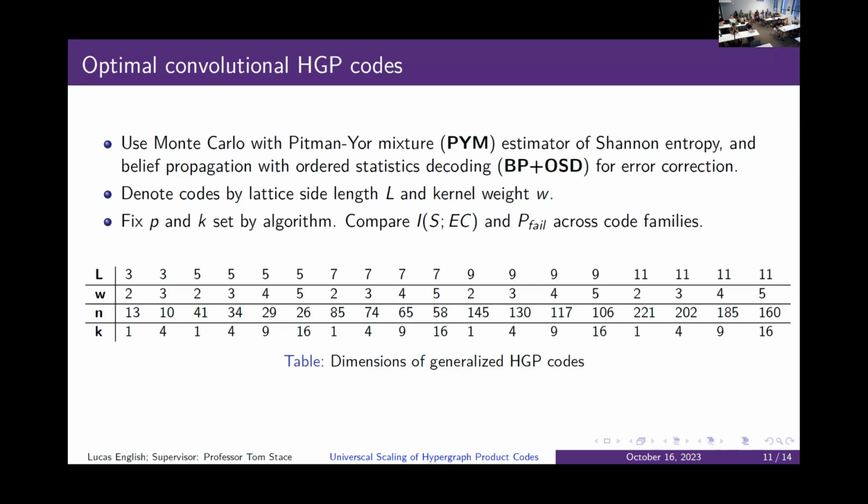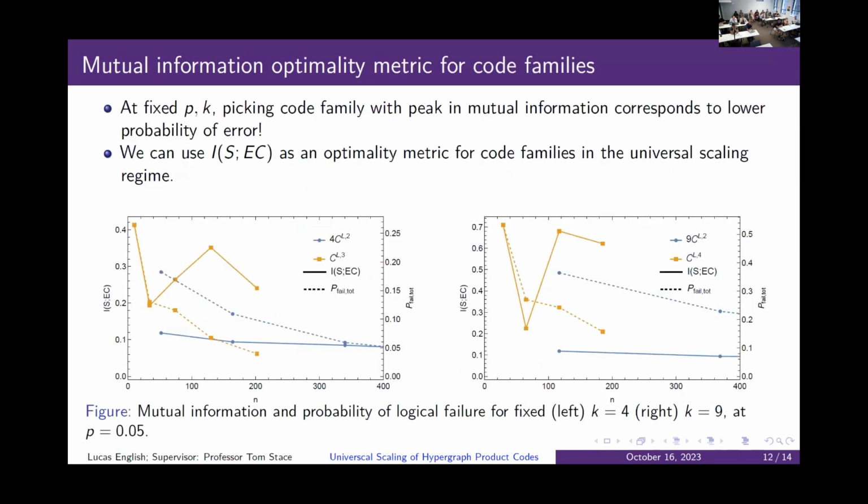So we denote our codes by our lattice side length L, so that's how big that lattice is, and kernel weight W, so that's how many bits our stabilizers actually act on. And we fix our probability of errors occurring on each physical qubit, and we fix a number of logical qubits. So for reference, the toric code encoded 2 qubits, but it changes as you change the code. And we compared the mutual information and the probability of failure across code families, where these are some dimensions for just the codes considered in this work.